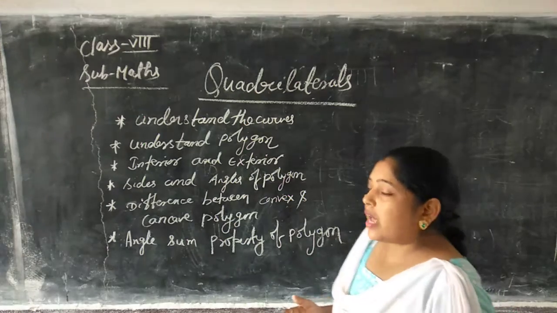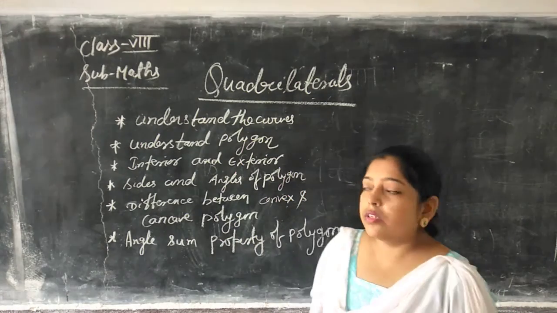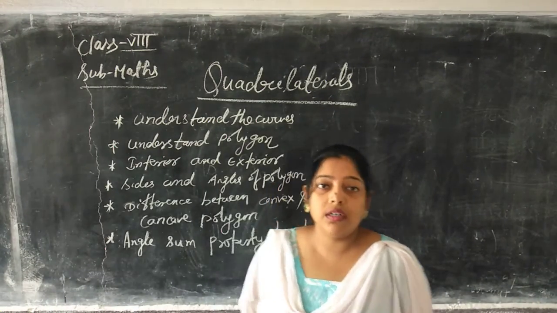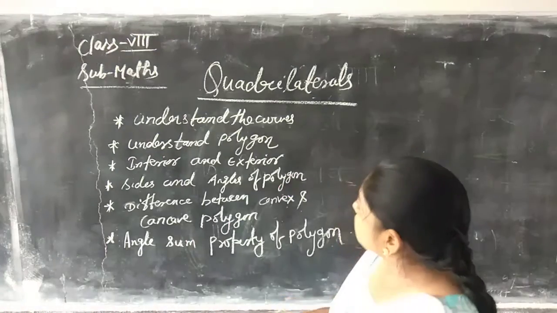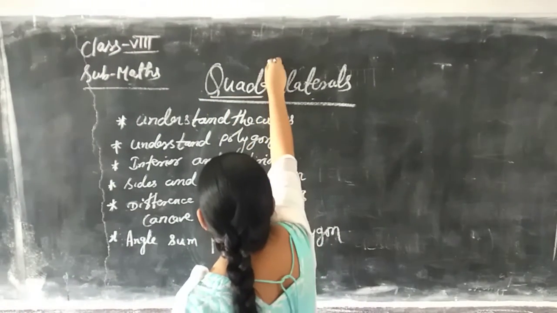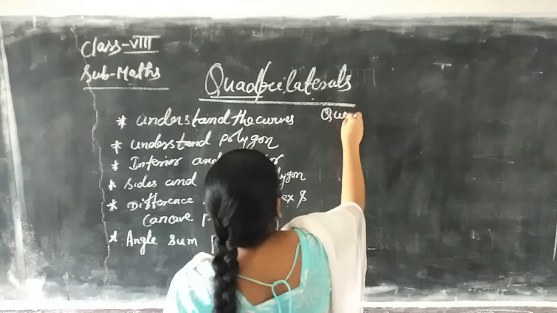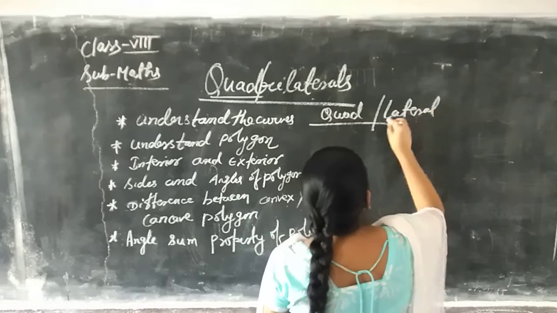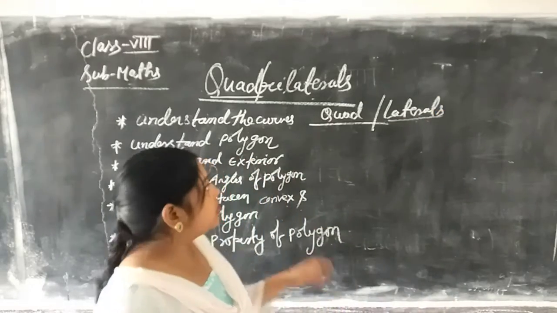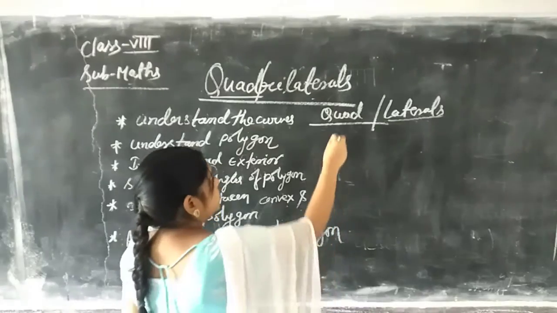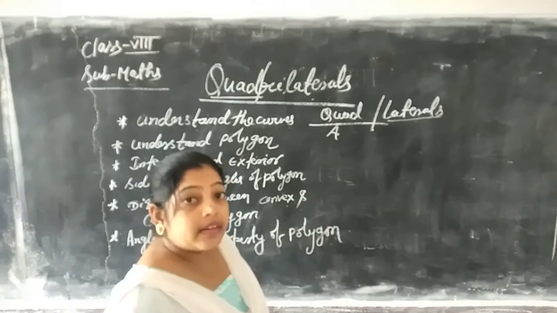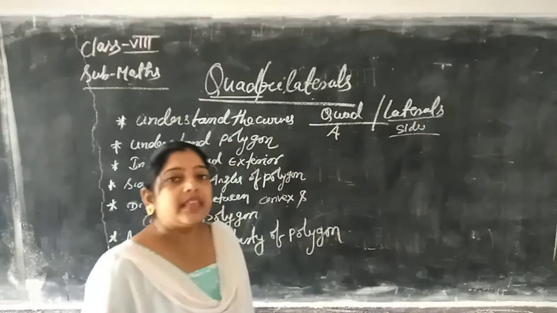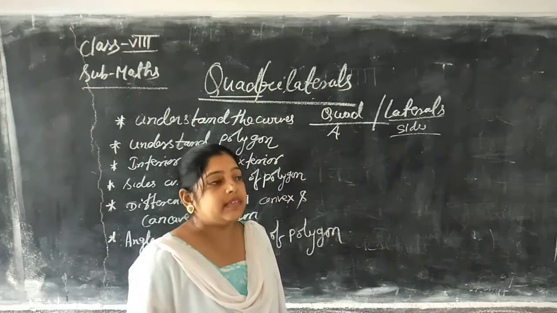First we explain the basics of quadrilaterals. The word quadrilateral is derived from the two words quad and laterals. As we know, quad means 4 and laterals means sides. So a polygon is made up of 4 line segments.